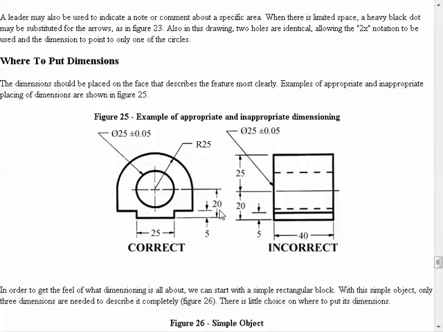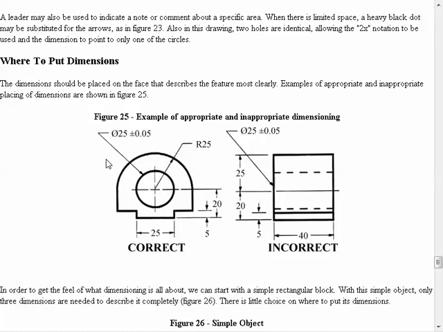Then the question is, if we're going to have multiple orthographic views, where should we put the dimensions? Okay, it says the dimension should be placed on the face that describes the feature most clearly. So if we have an object that has this cross section and it has been stretched in or out of the page so that when viewed from the side it just looks like a rectangular chunk of metal. Okay, so here, this might be a front view and this might be a right side view. So where should we put dimensions?